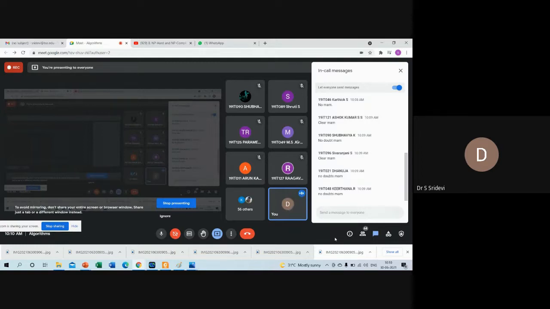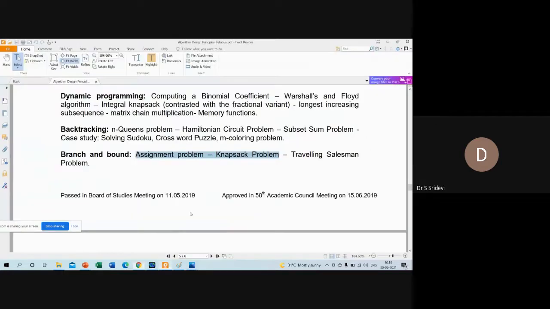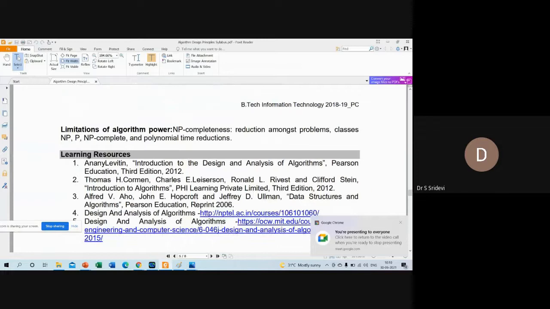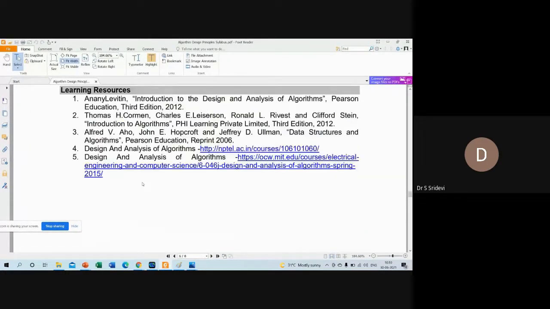Okay, so we will move to the next one. I think we have entered into the last module, that is nothing but limitations of algorithm power, that is NP completeness. Under this, we are going to discuss these topics: reduction amongst problems, classes NP, P, NP complete, and polynomial time reductions. So we are going to discuss the topics one by one.